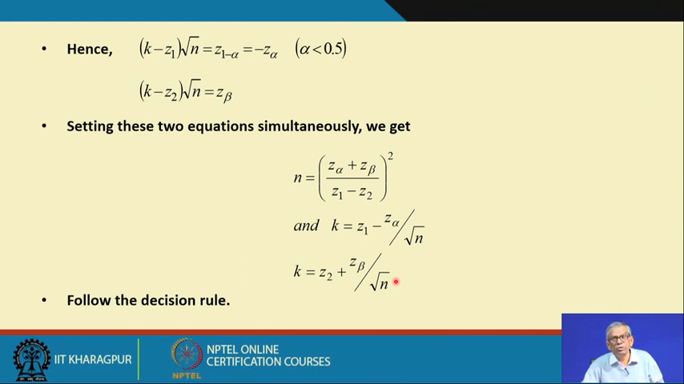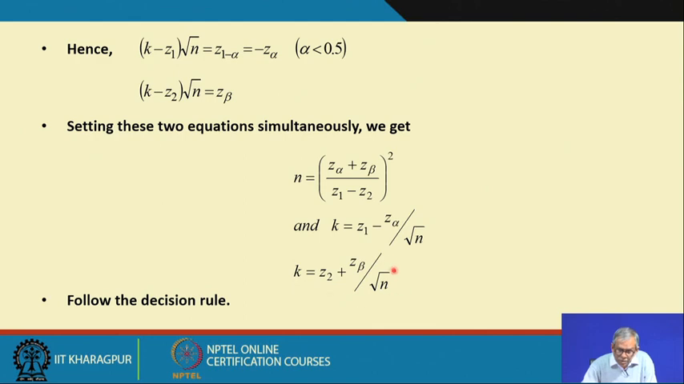So now you follow the decision rule. When k is known, obviously you can follow the decision rule. So what do you do? Z alpha, Z beta, Z1, Z2 you compute, and you get the expression for n, so the sample size is known. Next, either you use this expression or this expression. When you use this expression, you try to meet the alpha conditions, but you are not bothering about meeting the beta conditions.